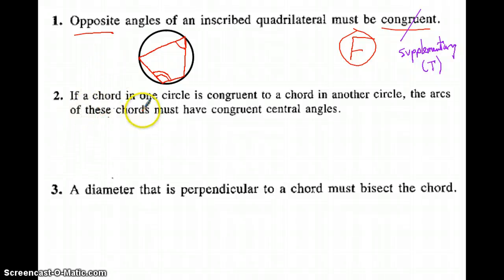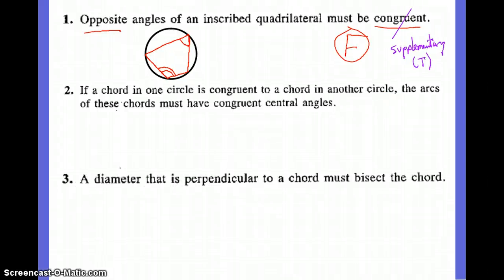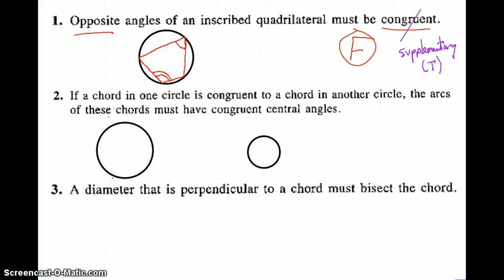All right, if a chord in one circle is congruent to a chord in another circle, the arcs of these chords must have congruent central angles. Well, the thing about this one, again, is they're trying to get you to fall for something. We have one circle and another circle. Try to draw the two wackiest circles you can think of. And hey, here's something wacky. Try drawing circles with different radii.